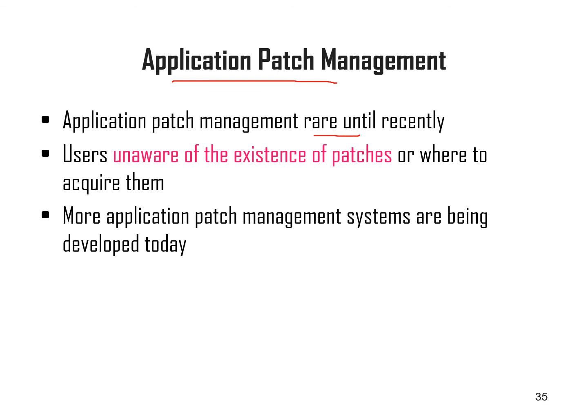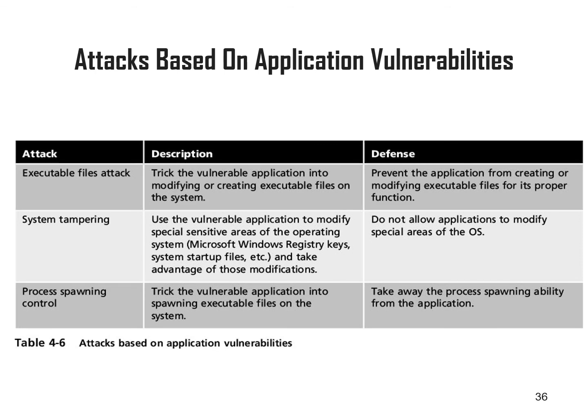But it was actually rare until recently. In application patch management, users are unaware of the existence of patches or updates for a particular application, and where to get them. It is a lack of knowledge among users about where to get updates and which resource to trust for patches. More application patch management systems are being developed today.